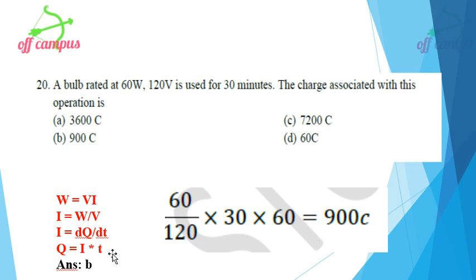So what is the formula? I into t, because time is given. Time should be in seconds, but it is given in minutes. We'll see. Q equal to I into t is the formula. Then Q equal to what is I? I equal to W by V. So W by V, 60 by 120 into T. T should be in seconds but is given in minutes. So 30 into 60, minutes converted into seconds. By simplifying, what will we get? 900 coulomb. Charge will be 900 coulomb. So option B, 900 coulomb, is the right option for this question.